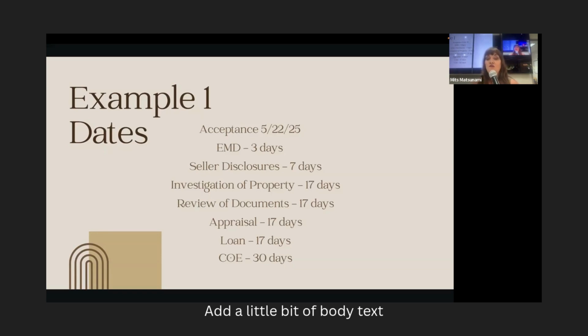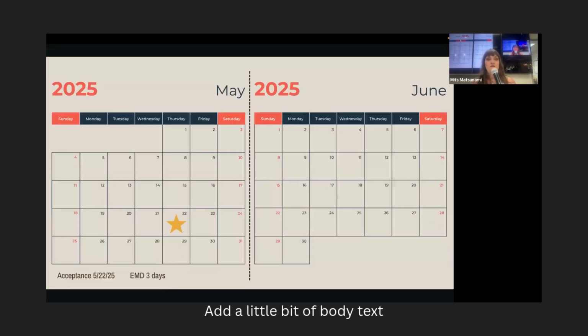Okay, again, these are the standards that come in the contract. We're going to go easy. We're going to figure out how to plot this on our calendar. All right, May 22nd, I have a star. That is acceptance day. Remember, that is day 0. So day 1 is going to be tomorrow. The first thing is 3 days for the EMD to get in. And remember, EMD is business days. So 1 is right here on the 23rd.